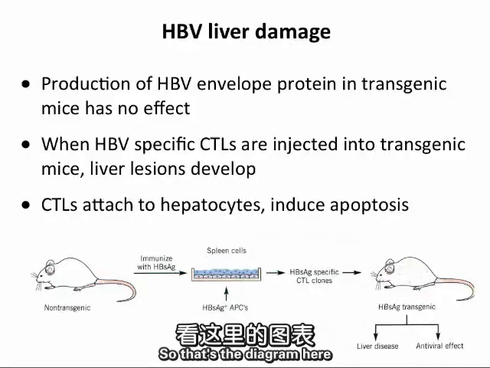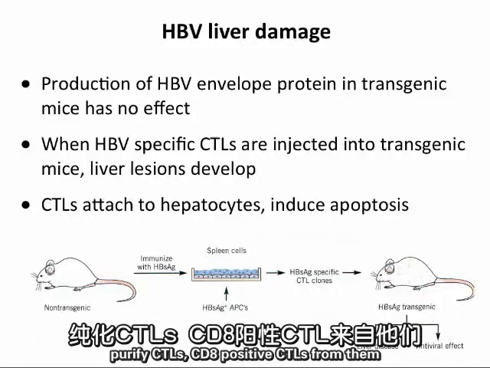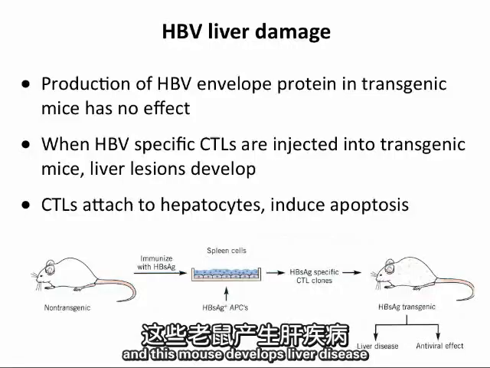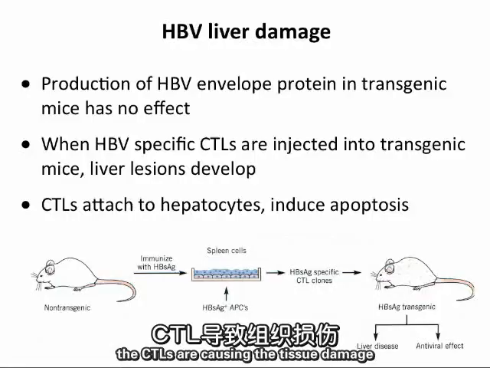And so that's diagrammed here. You take non-transgenic mice, you immunize them and purify CTLs, or CD8 positive CTLs from them, and then you inject them into the transgenic mice, and this mouse develops liver disease. So again, the assumption is that the CTLs are causing the tissue damage.